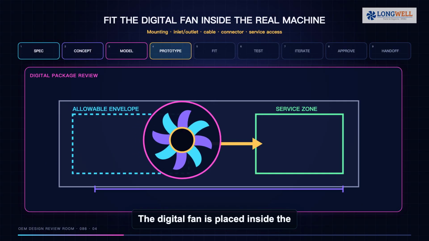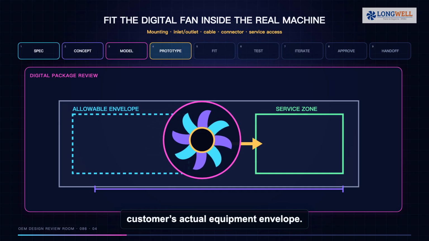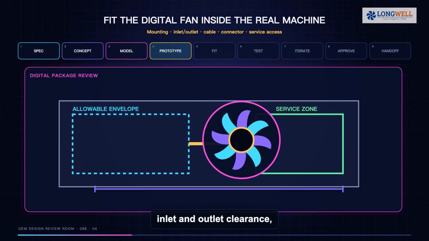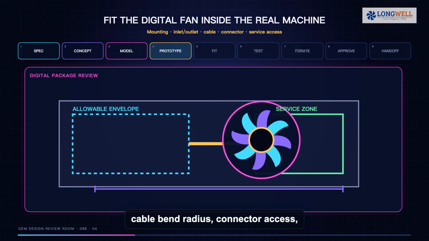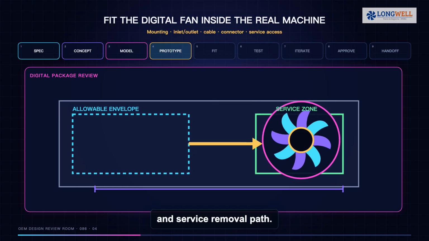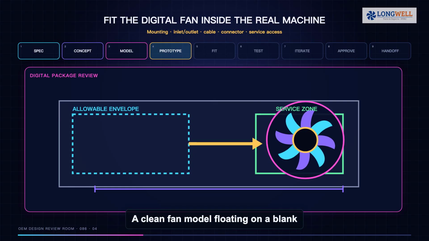The digital fan is placed inside the customer's actual equipment envelope. Check mounting datums, inlet and outlet clearance, recirculation risks, cable bend radius, connector access, neighboring components, and service removal path. A clean fan model floating on a blank screen cannot reveal these system conflicts.